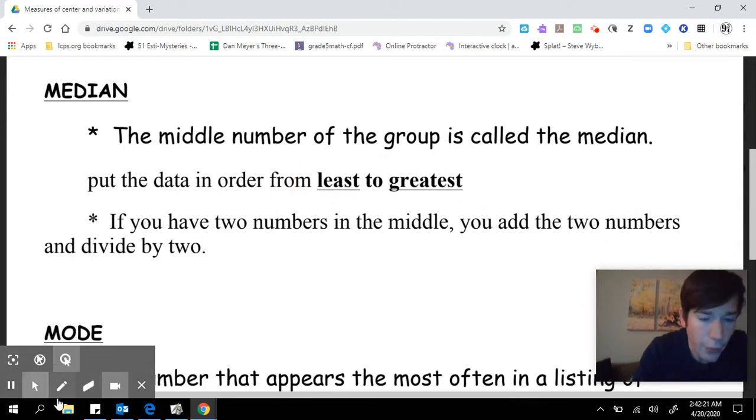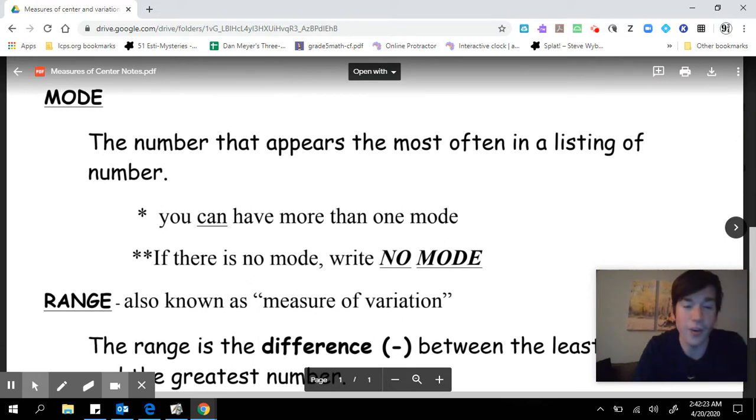All right. The third word we're going to talk about is the mode. And the mode is the number that appears the most often. So any number that appears the most often is our mode. And in some cases, there is no mode if none of the numbers appear most often.